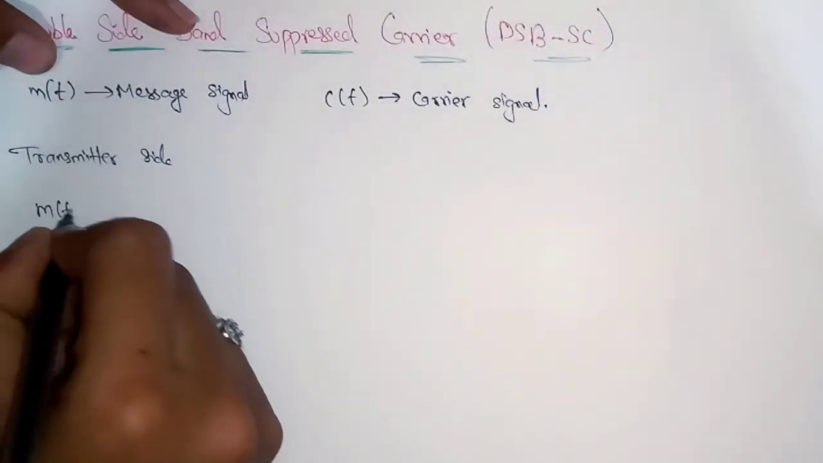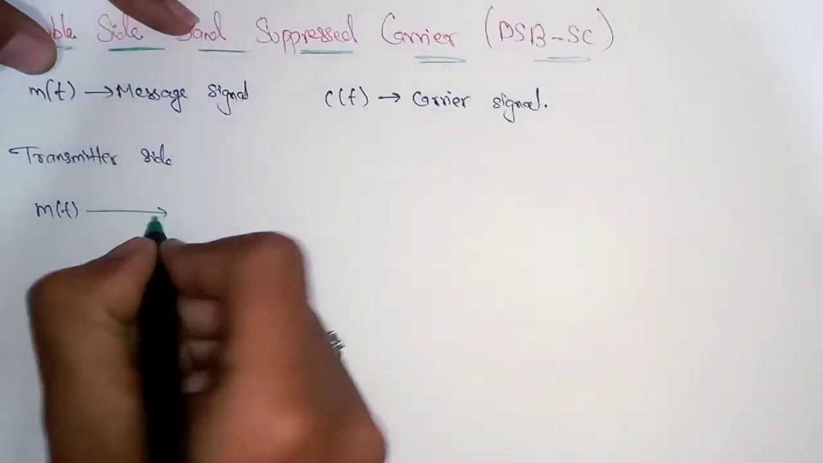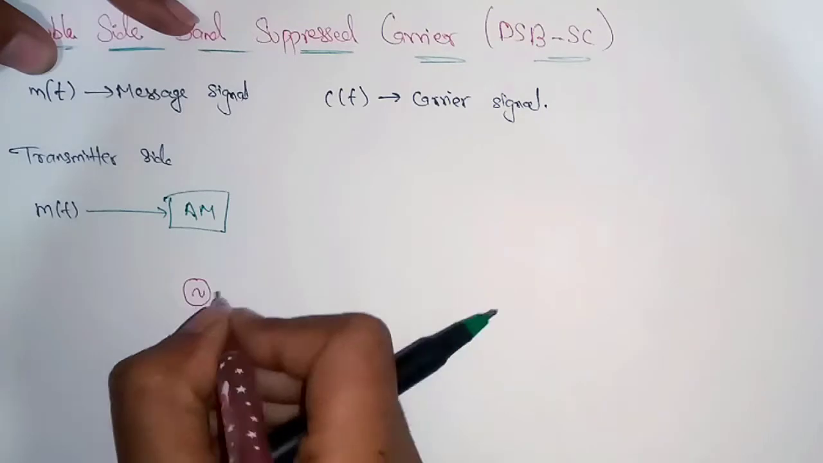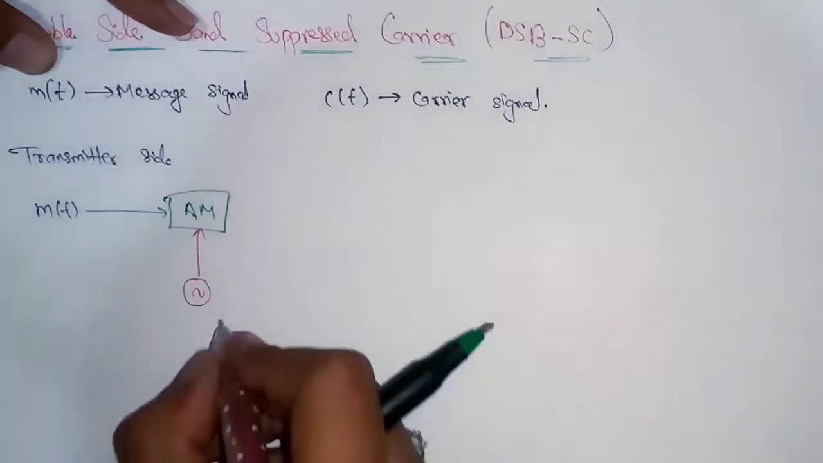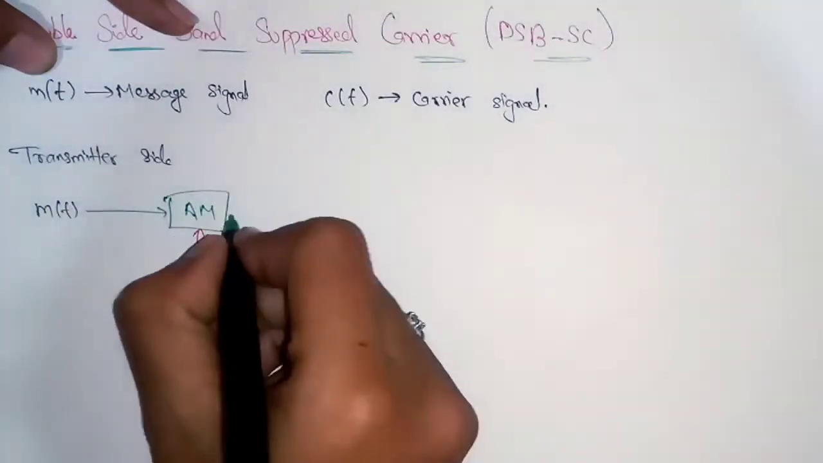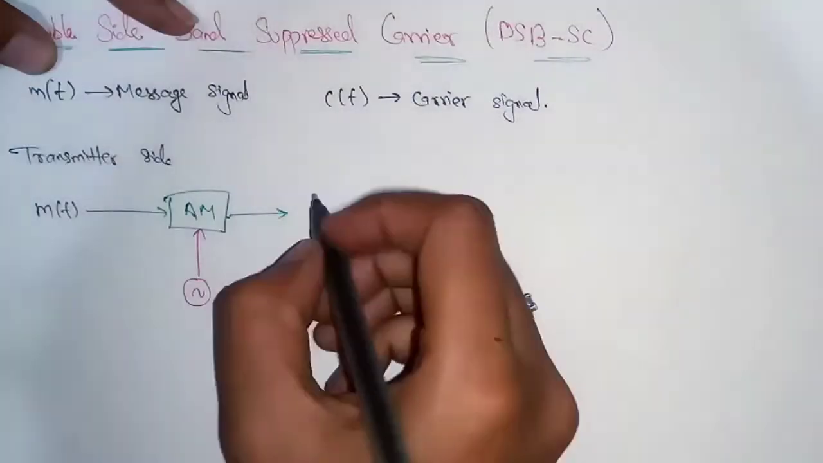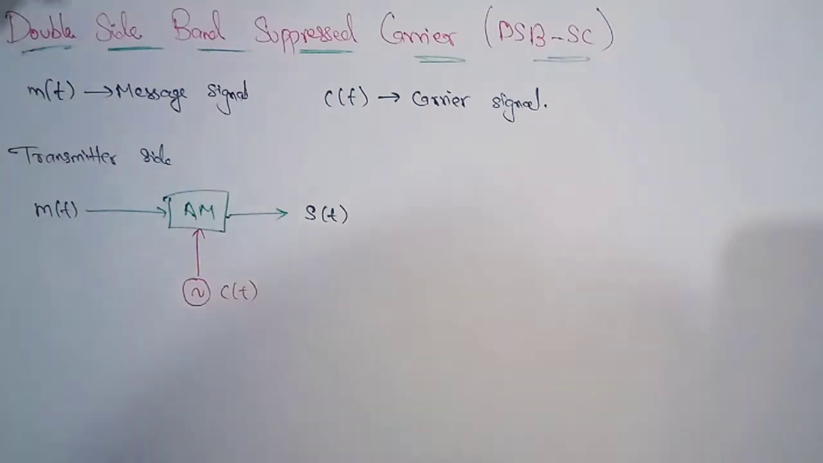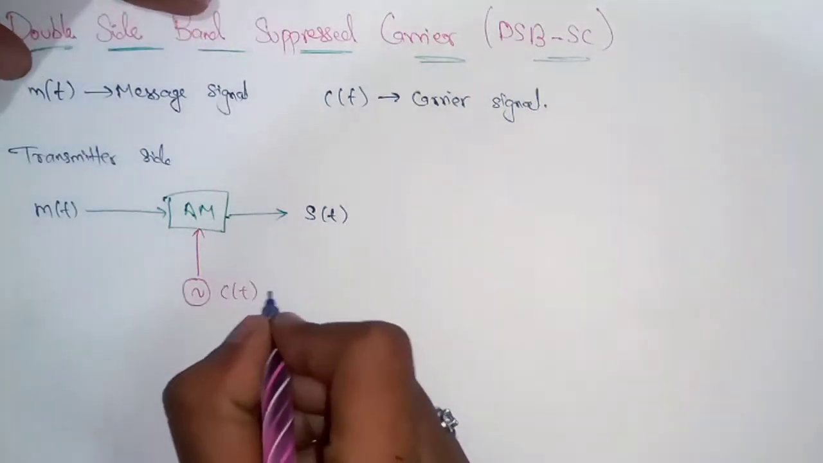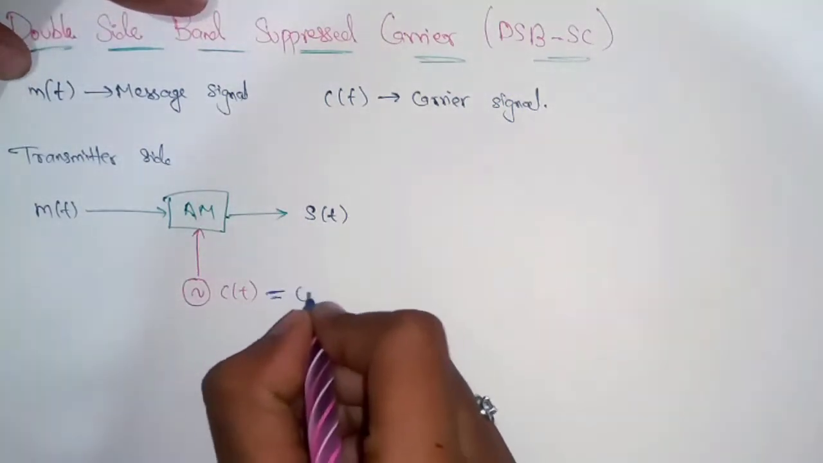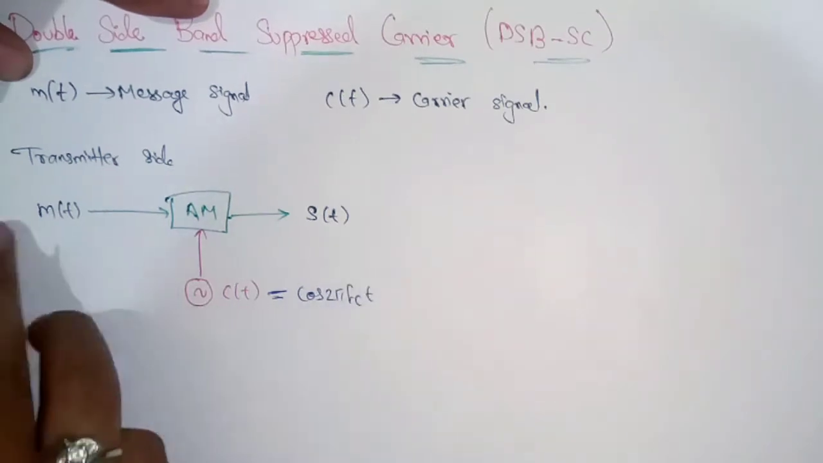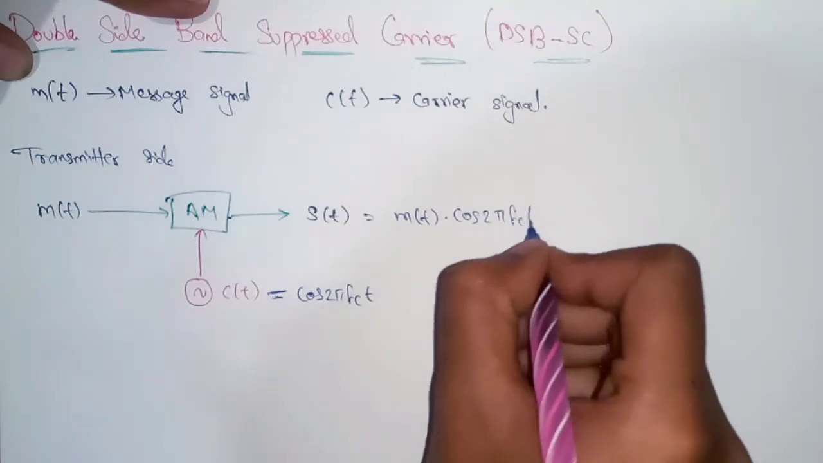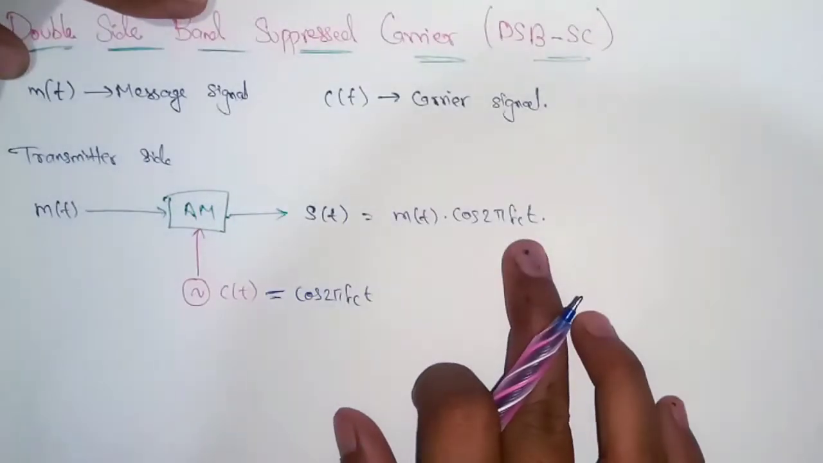Here we will send the message signal to the amplitude modulator, and here we are having a local oscillator which will generate the carrier signal, which is c of t, and then this will give us the DSB-SC signal. DSB-SC signal is nothing but just the multiplication of the message signal and the carrier signal. The carrier signal can be written as cos of 2 pi fct. So the multiplication of these two will give us m of t into cos 2 pi fct. That's it. This is the DSB-SC signal.